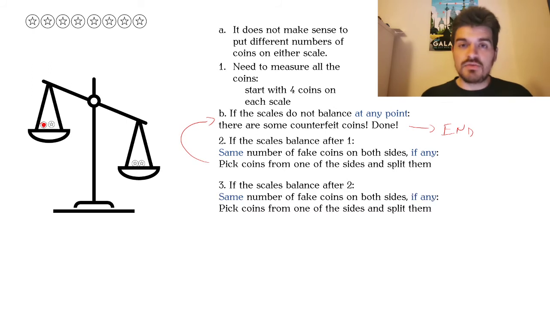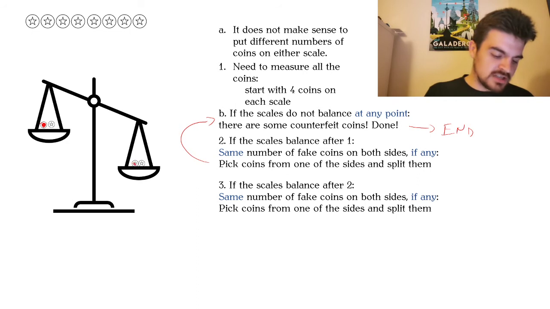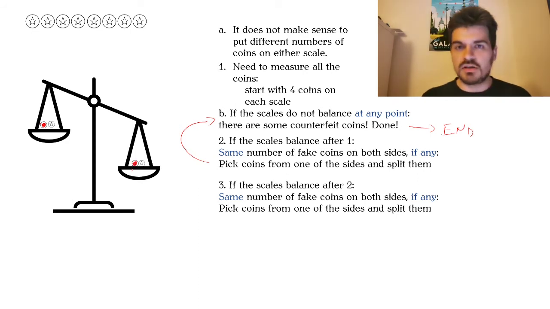But if they balance again, this doesn't mean that all the coins are real. The logic here only works in one direction: if all the coins are real, the scales will always balance. But if the scales balance at this point in the solution, it doesn't mean that all the coins are real. It might mean that there's one counterfeit coin on one side and another counterfeit coin on the other side, right? It is possible. So what we have to do is the same thing again.